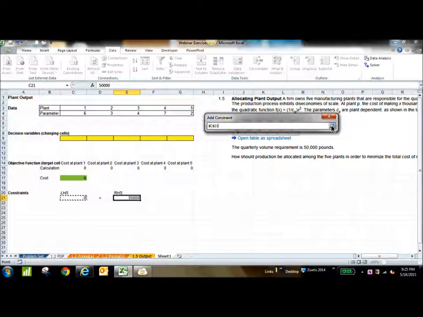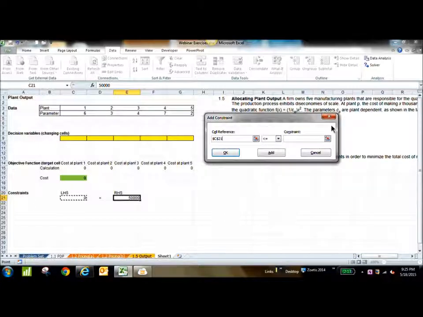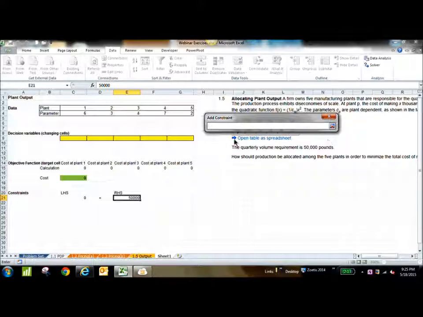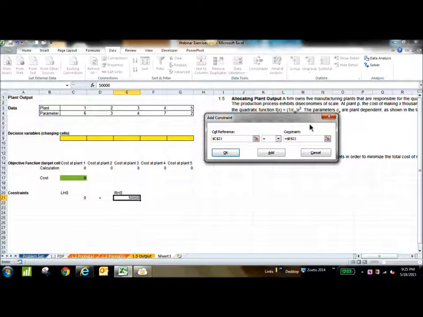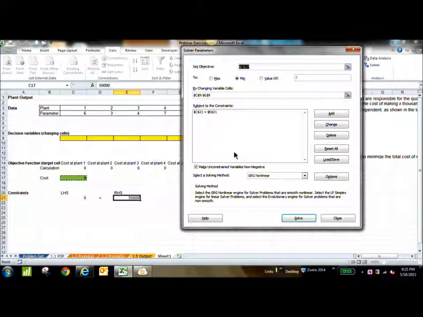Then I change my symbol, and you could see the different symbols. We're going to touch on most of these in the next modules. But we're going to select equal. And then for the constraint, we're going to select the right-hand side. And once we're done, if we have more constraints, we can click Add. If we have only one, we can click OK. Make sure you keep everything as is, and then we hit Solve.